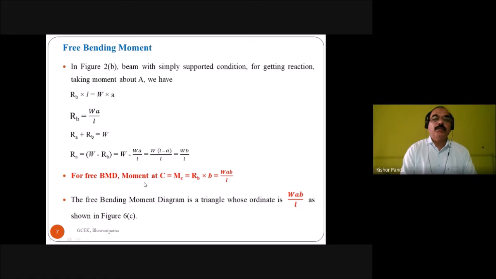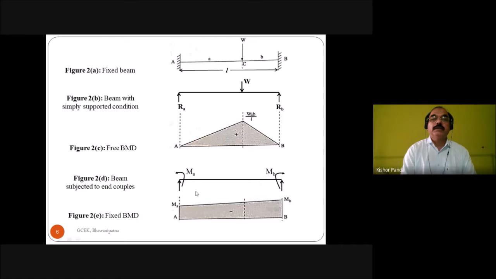For free BMD, the moment at C, MC is equal to RB into B, which is WAB by L. The free bending moment diagram is a triangle whose ordinate is WAB by L, as shown in figure 6C. So this is the figure, the free bending moment diagram. Then, what is the next step?